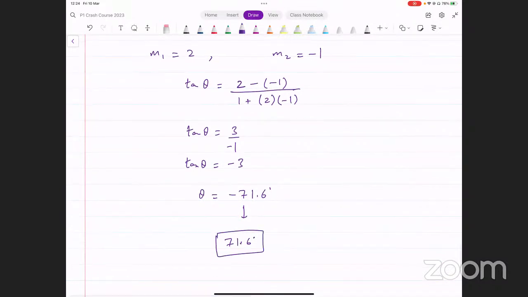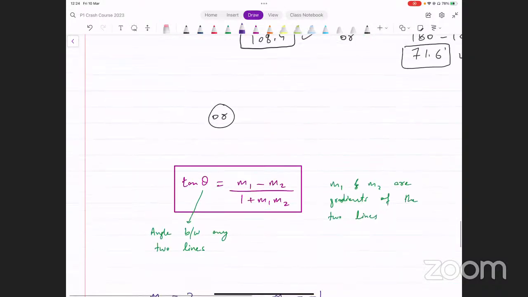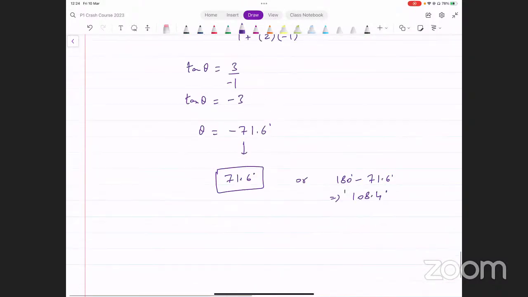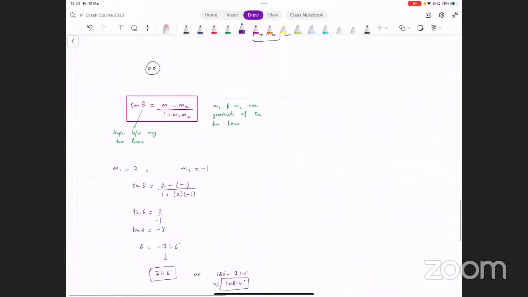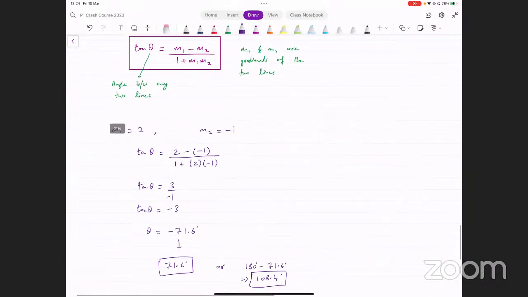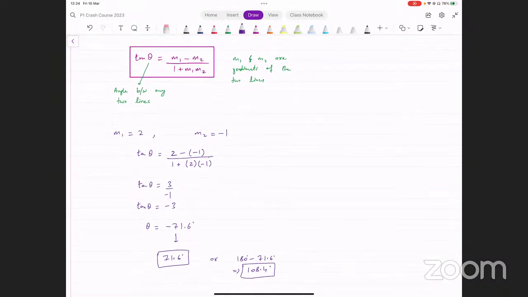That's the acute angle. If you had to find the obtuse angle, you would just subtract this from 180. 180 minus 71.6, and that would give you 108.4 degrees. And these were exactly the same angles that you found above using that other method as well. Okay, so you could use this formula directly in this way. If you can memorize this, you can use this directly. This gives you the angle between any two lines.